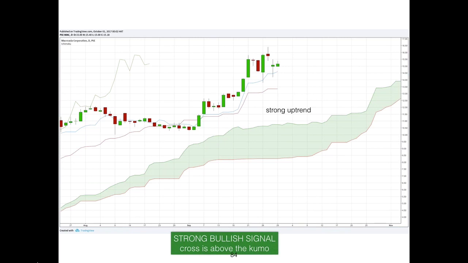A strong bullish signal is produced if the crossover happens above the Kumo. So kung nasa ibabaw na ng Kumo yung price tapos doon nag-crossover, then you have a strong bullish signal. For MAC, this happened after the crossover above 12, and then price went strongly upwards toward the 1650 area.